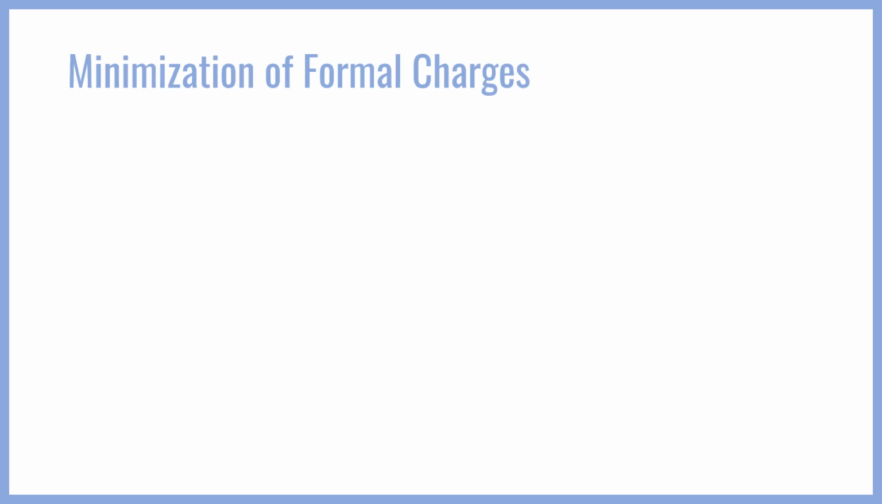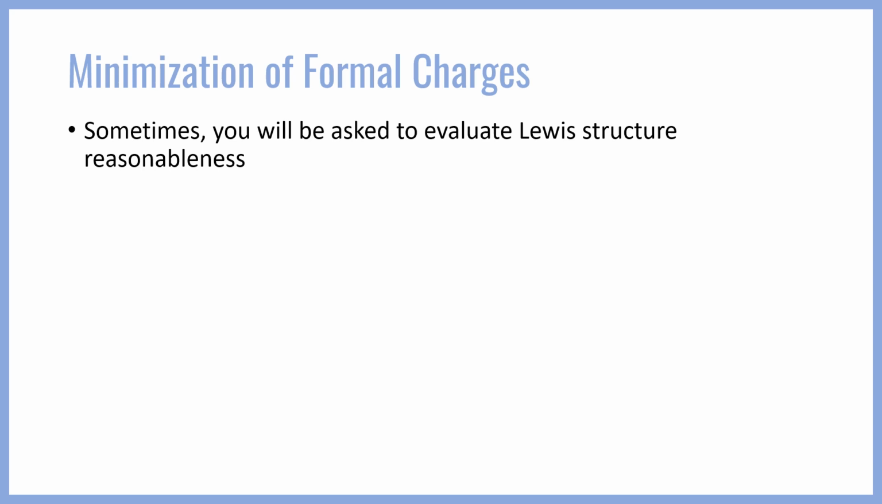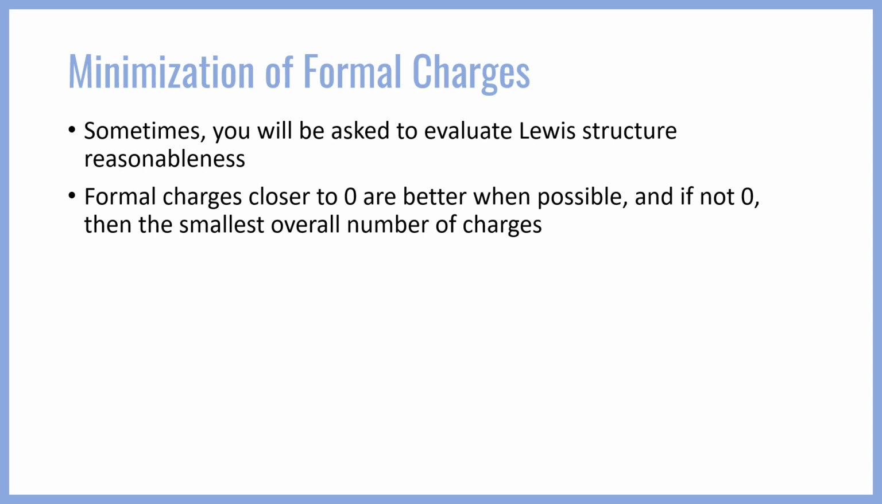Another thing that we want to consider is that formal charges are, in and of themselves, a little bit unstable. When we have multiple formal charges within a molecule, there is going to be an electrostatic attraction between them, which is going to put tension on the molecule as a whole. So sometimes, when you want to evaluate the reasonableness of a Lewis structure, we want to consider that formal charges that are closer to zero are better when it's possible. And if not zero, we want to minimize the overall magnitude of those formal charges.